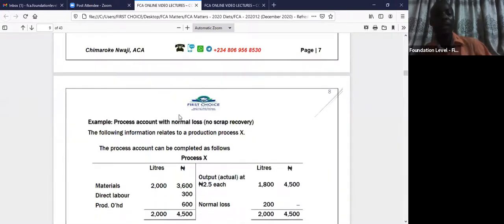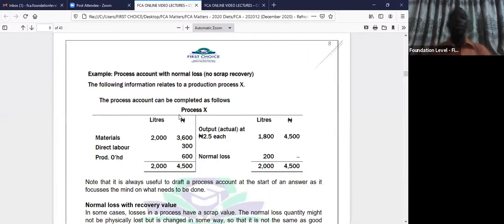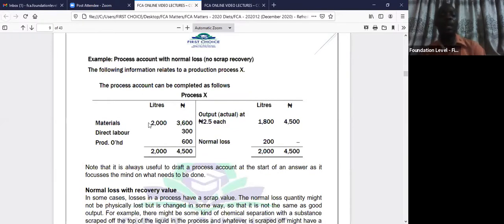All right. Now, when there is no recovery, look at how the process account will look. The input material, you have 2,000 units you put at the beginning, and the material cost you 3,600. Your direct labor and production overhead, these two combined are called conversion, cost you 900, and the cost of production is 4,500. Now, we said your output, we've calculated that the 1,800 will be valued at 2 naira 50 kobo each, which will give you 4,500.